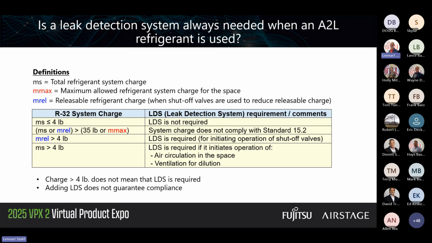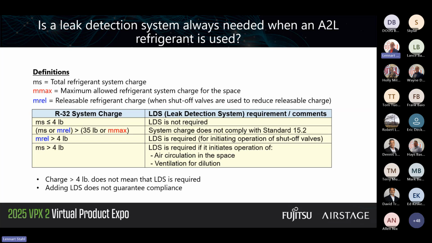Wayne is going to explain that. Probably not in residential, but in other applications, you could put automatic shut-off valves in the refrigerant circuit that in case of a leak would shut off a part of the circuit, so the whole refrigerant cannot leak out, only part of it. Those are the definitions. But let's look at the first row in that table. If the system charge is less than 4 pounds, you don't need LDS. LDS are not needed below 4 pounds.